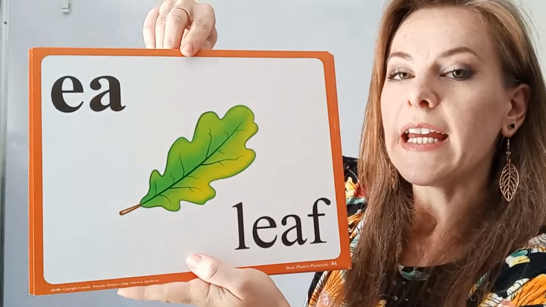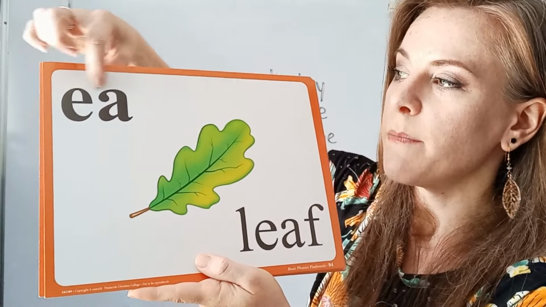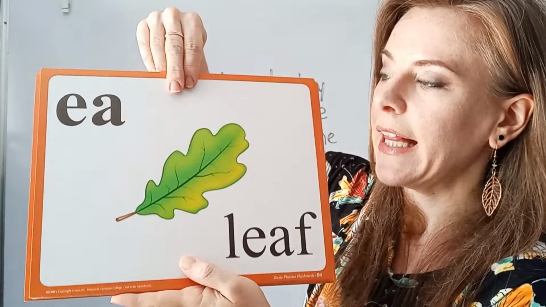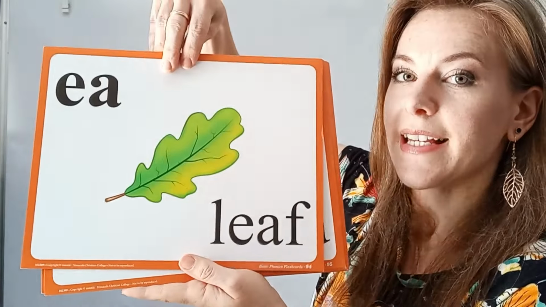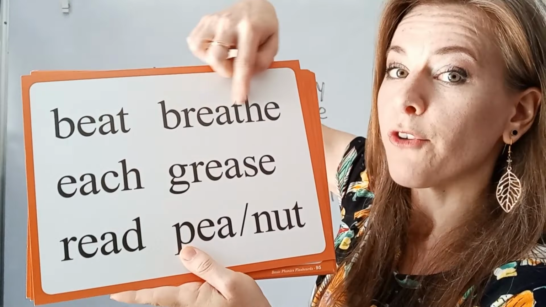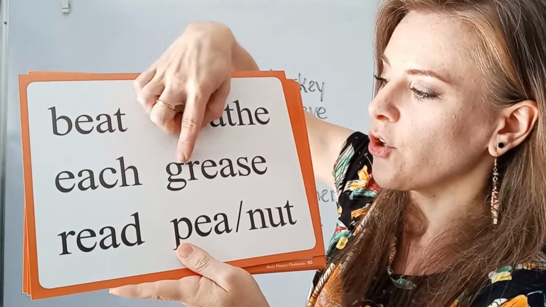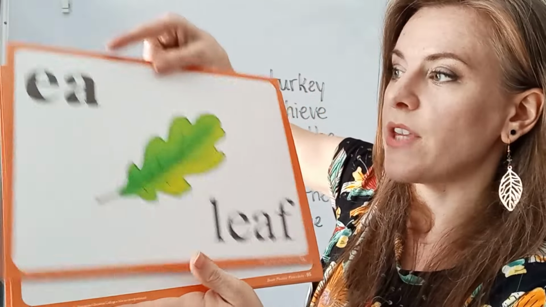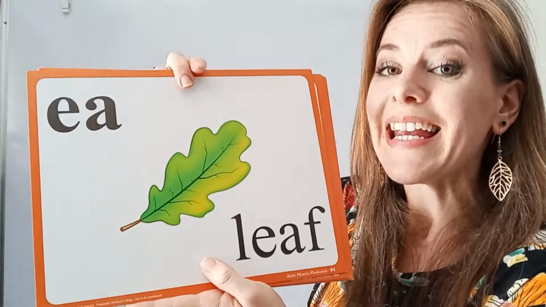Here we have EA in leaf. EA just makes the long E sound in this word. EA says E in leaf. So we have beat, breathe, each, grease, reed, and peanut. So the EA in leaf says E.